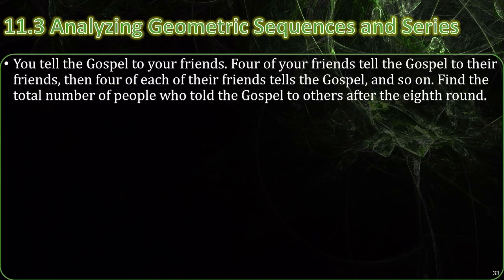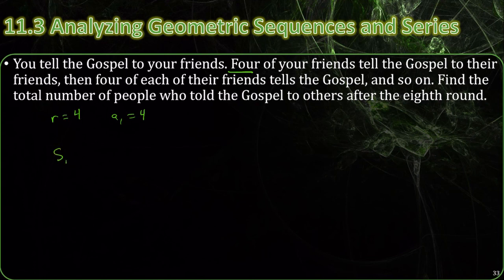Let's say you tell the gospel to your friends. 4 of your friends tell the gospel to their friends, then 4 of each of their friends tells the gospel, and so on. Find the total number of people told the gospel to others after the 8th round. So it sounds like the R is 4, because each time it's 4 more. Each of those is 4 more, so it's 4 times 4 times 4. And you're starting with talking to 4 people. So A1 is also 4.